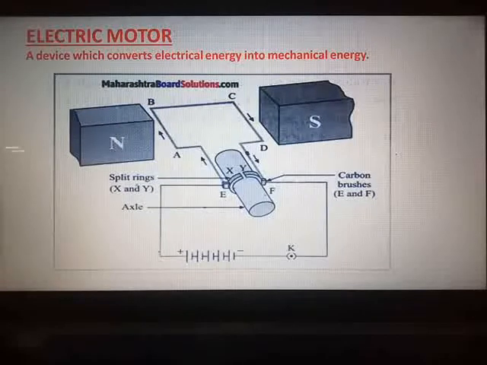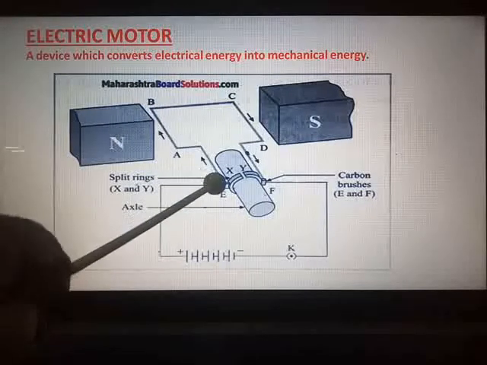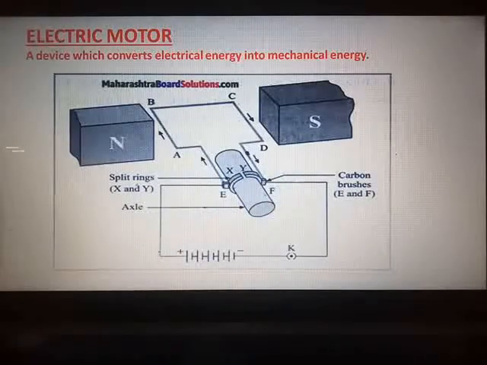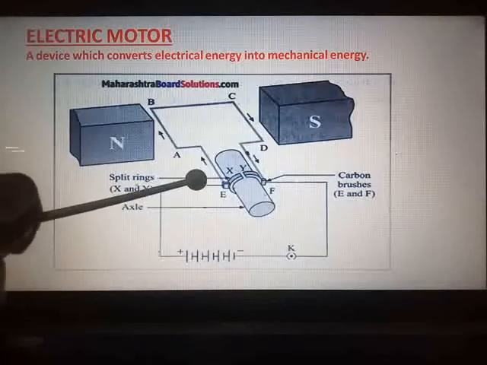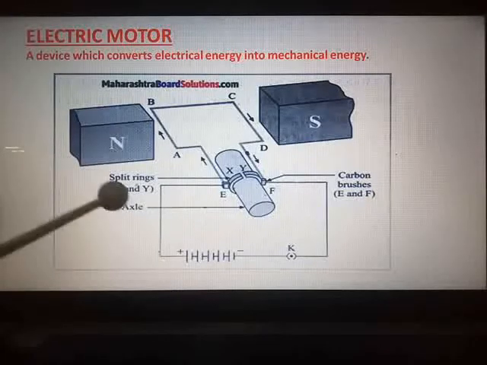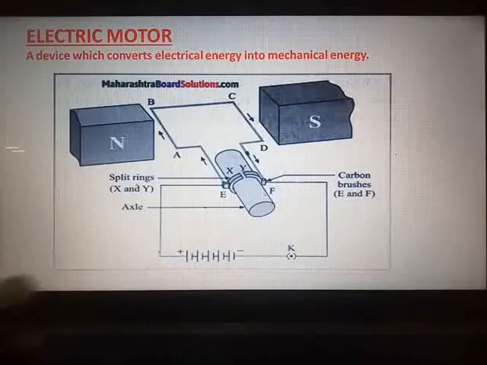Fourth part is your brushes. Two carbon brushes, you can see here E and F. These are the two carbon brushes. They are used to press the commutator, or the split ring. And the fifth part is very important. It is not given in your textbook, but it is the base of the electric motor, that is the presence of a battery, and this battery supplies the current in the armature coil.